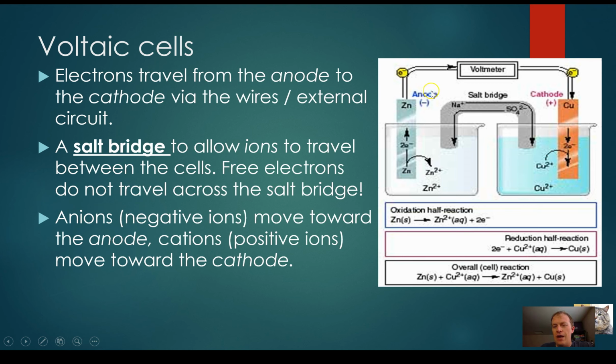So every time some negativeness goes over here, a couple of positive ions will go in to cancel that out. And again, it completes the circuit. So electrons are traveling through wires, and the ions in solution are traveling through the salt bridge. So anions, which are the negative ions, as the cell runs, will migrate towards the anode, and the cations, which are positive ions, will travel towards the cathode.